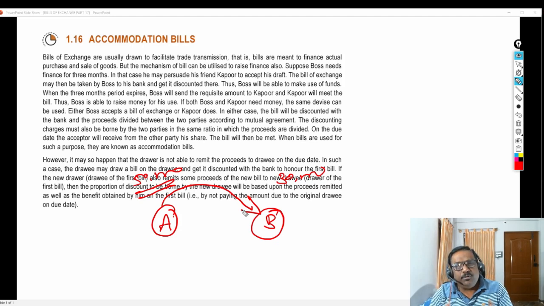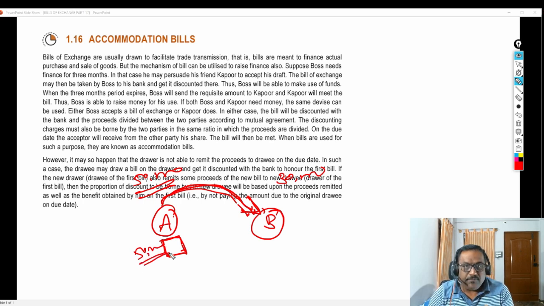Then they both decide, okay, let us get into an agreement. A says, "Boss, I will write a bill for 50,000 rupees on you." A will write a bill on B for 50,000. B accepts and sends back that bill, so A has the 50,000 rupees bill with him. So what will A do? A will go to the bank, discount that bill, and get his amount.